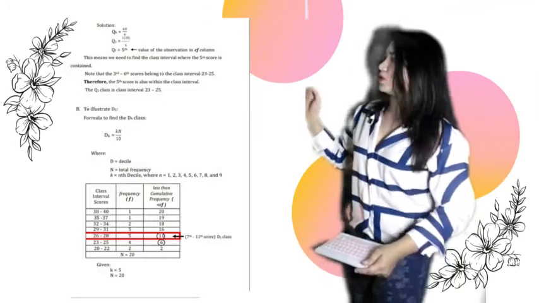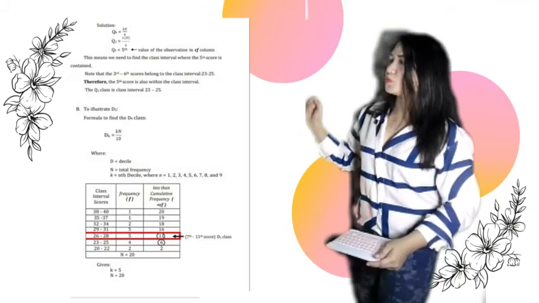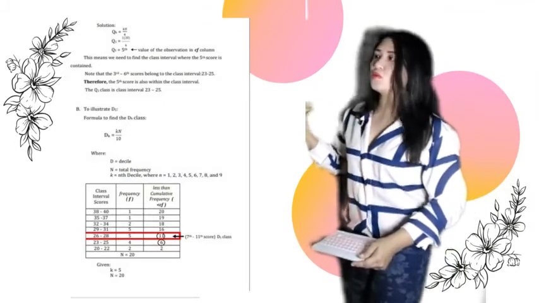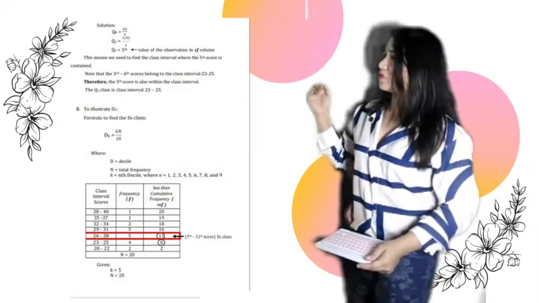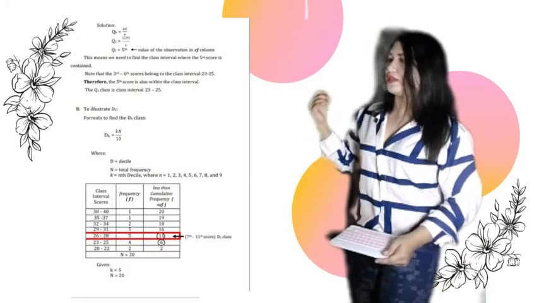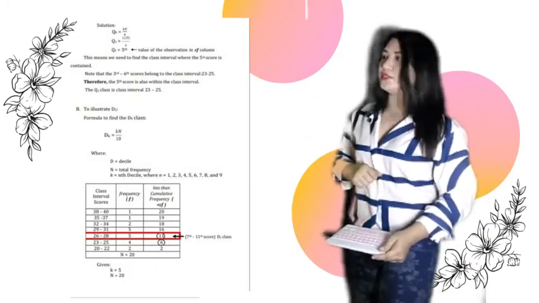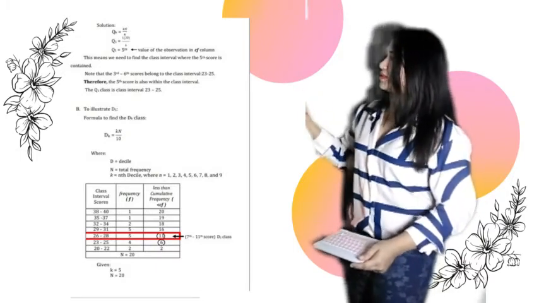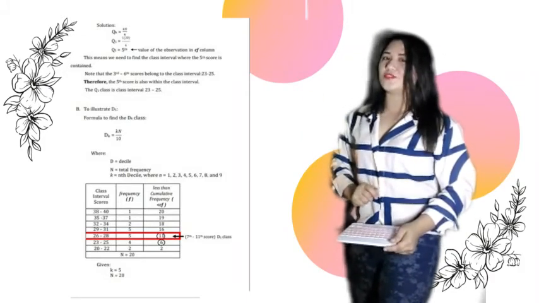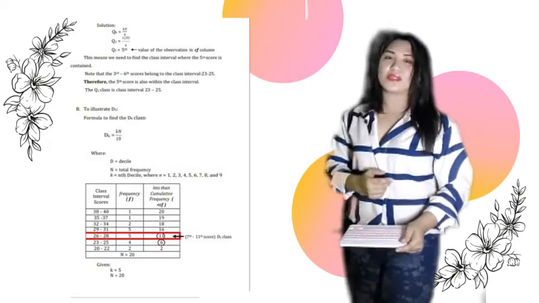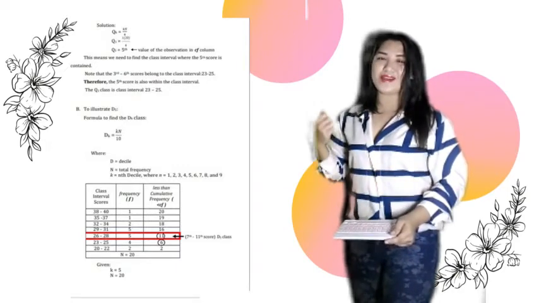That's 23 to 25. 23 to 25, that's where we got our fifth score. So therefore, the fifth score is also within that class interval. So our Q1 class interval is 23 to 25. So that's the solution for illustrating Q1 based on our given example.